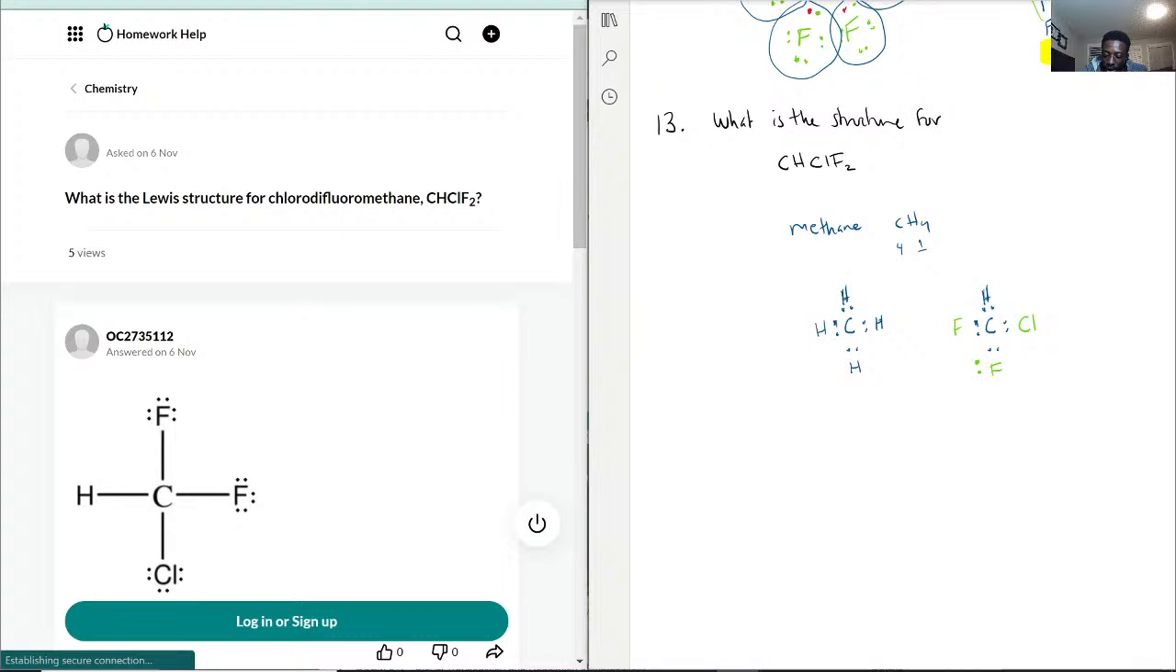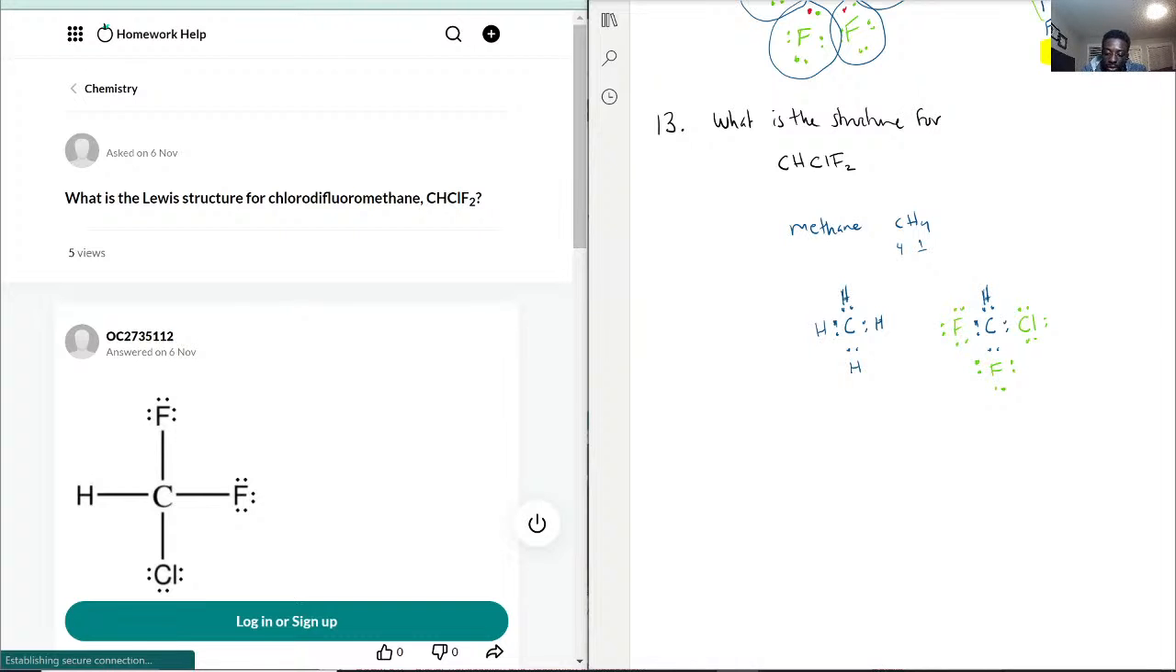In terms of the order of how you put them, it doesn't really matter, because at the end of the day, the chirality still balances out, just as long as you have the right elements there. But this right here would just be the Lewis structure for it.